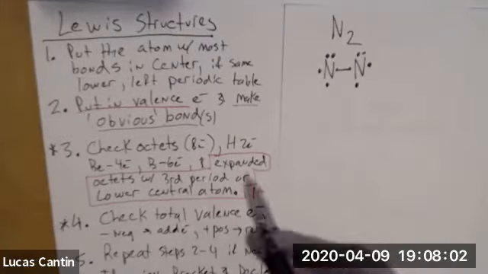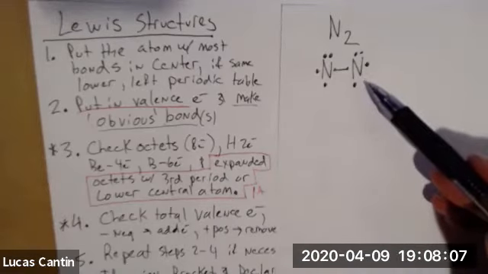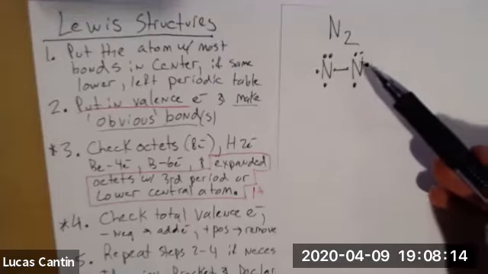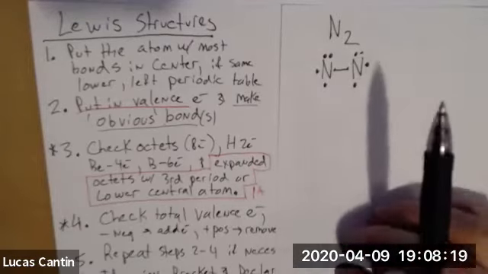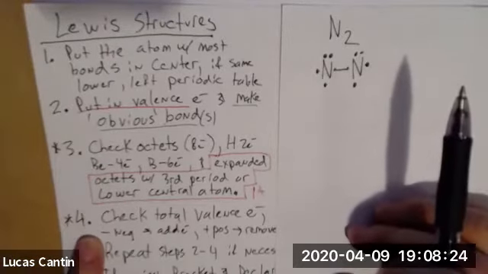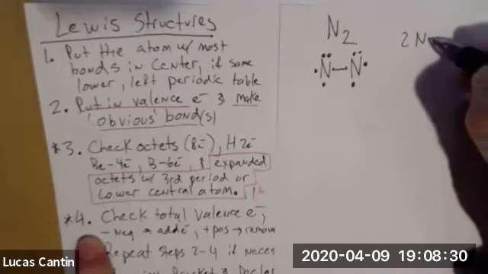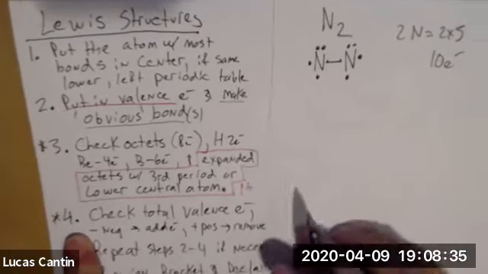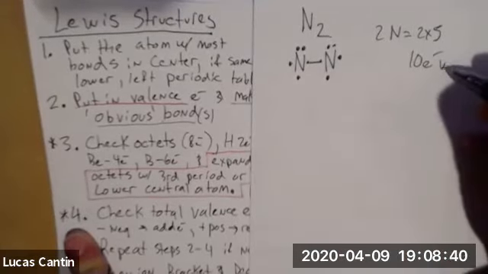So now I want to check octets. I'm going to look at this nitrogen. How many electrons does this nitrogen have, including sharing? Someone said 6. That's correct. 1, 2, 3, 4, and then 2 in the bond. So 6. And this nitrogen also has 6. So I haven't made the octets. Maybe I counted wrong. Let's check the total valence electrons. I have 2 nitrogens. They each have 5. So I should have 10 valence electrons in total.